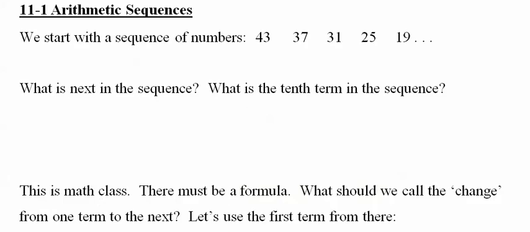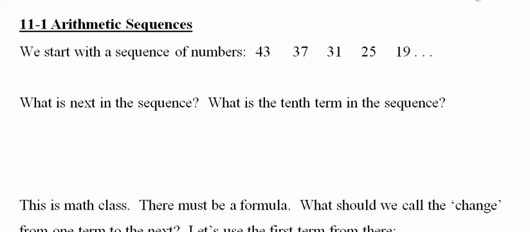So we start with a sequence of numbers, in this case 43, 37, 31, 25, 19, and we ask what is the next in the sequence. A lot of people just look at it and say, oh, I've noticed that it's going down by 6. So if I keep going, this is 1, 2, 3, 4, 5, just numbering them. Number 6 will be 13.